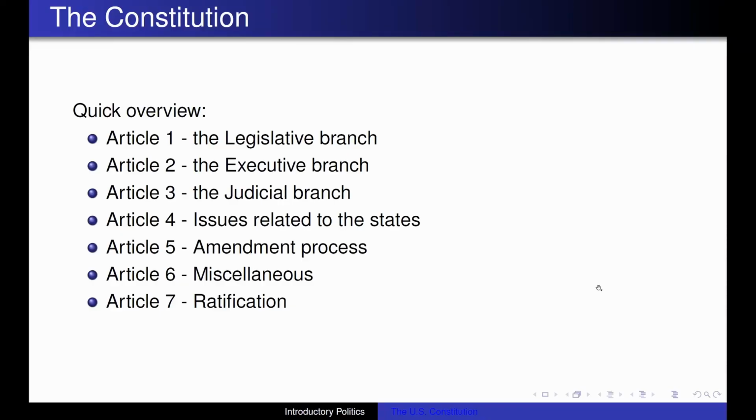The first thing to look at here is the overall structure of our U.S. Constitution. The current one that we have is not the first one that we have had. Our very first Constitution was called the Articles of Confederation. It lasted for a very short amount of time, especially relative to this Constitution.